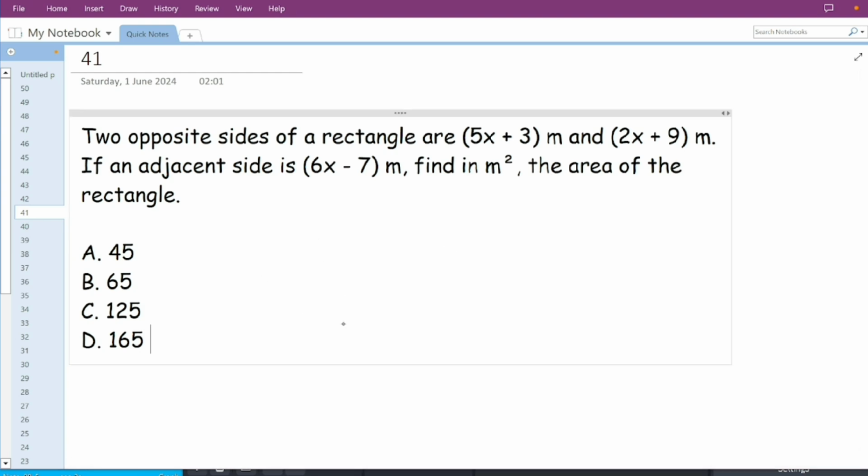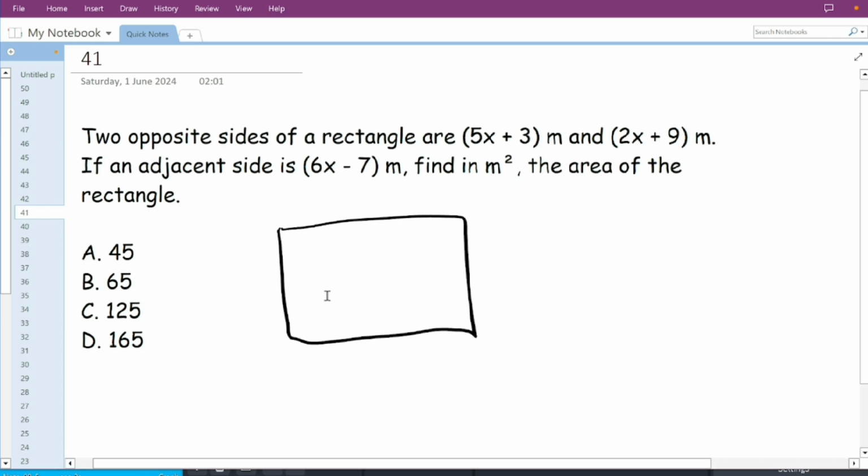Let's draw a rectangle. It says two opposite sides of a rectangle are 5x plus 3 meters on one side and 2x plus 9 meters on the other. So if this is 5x plus 3, this is the opposite side, which is 2x plus 9. Then when they say adjacent, the adjacent to the line of the opposite is at 90 to it, the L side. So this will be the adjacent. Now in this case, we don't know which is the length and the breadth. We're not given length and breadth, just to confuse us by the examiner. So we should just work with it, and I hope you understand as I explain.